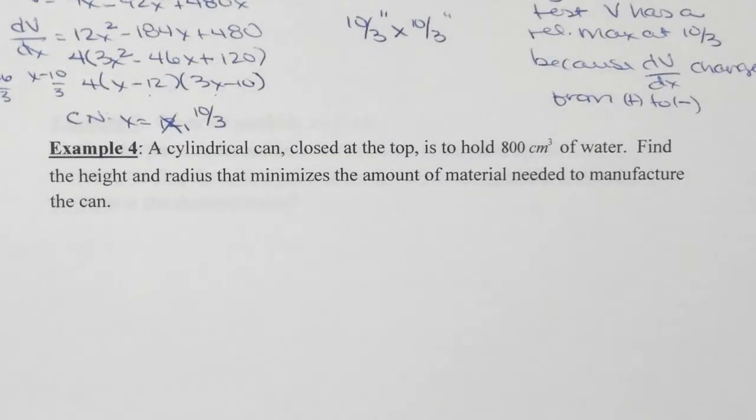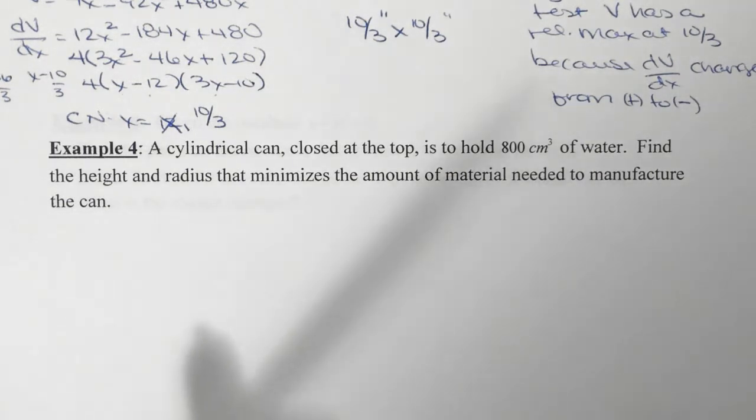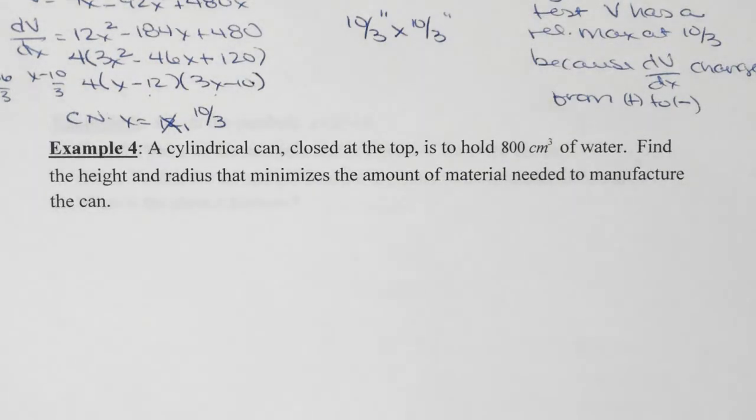Here we have a cylindrical can that is closed at the top. And that's kind of important because when we're talking about materials, if it was open at the top, think about a soup can. I don't have any cans in here. If it was closed at the top, we have to consider the material that would close it at the top. If it's open at the top, we don't consider that. Does everybody understand what I'm saying? So you have to make sure you read the problem very carefully.